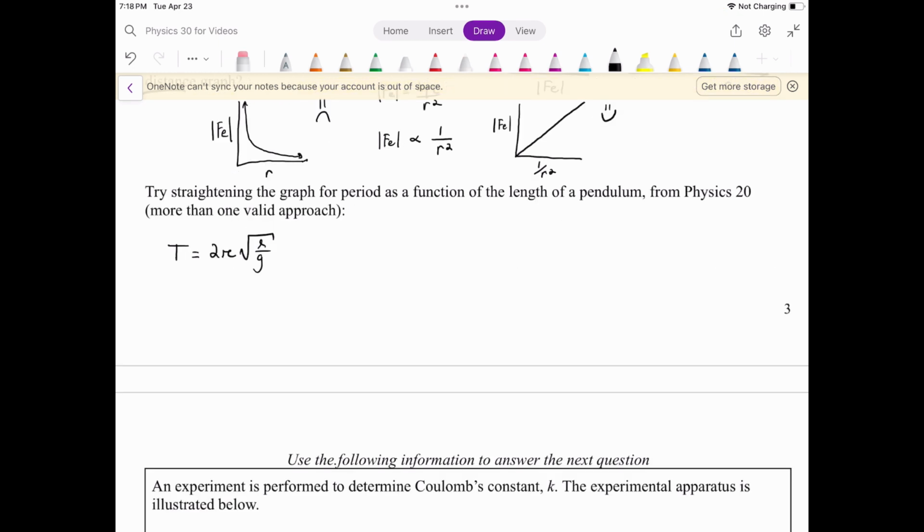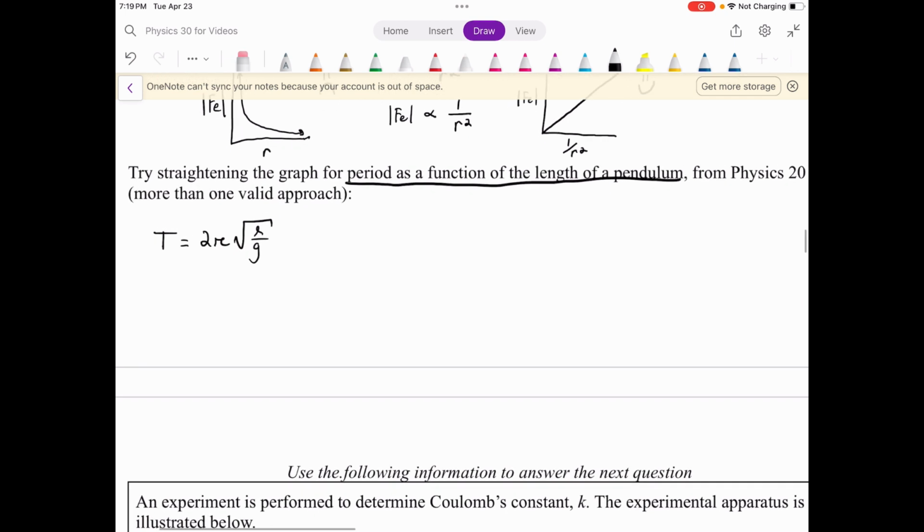Let's try it out with another equation, just to get the hang of this graph straightening thought process. So it asks us to try straightening the graph for period as a function of the length of a pendulum from Physics 20, okay? Now, I know it's been a while, you might not remember this equation. I'll go ahead and throw it down for you here, right? What the actual variables mean and what we're calculating isn't what we're focused on right now, right? We're thinking about the relationships and what the equations suggest. That's actually why I picked an equation that you might not remember that well, so that you can see that it doesn't actually matter. The equation shows us what we're thinking about, how T is related to the length of the pendulum. T is the period, okay?